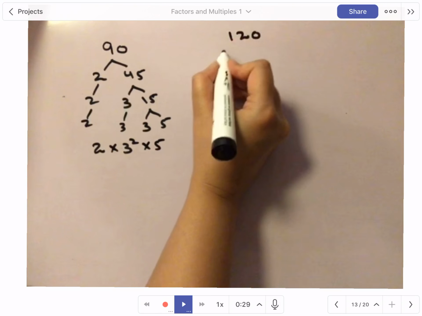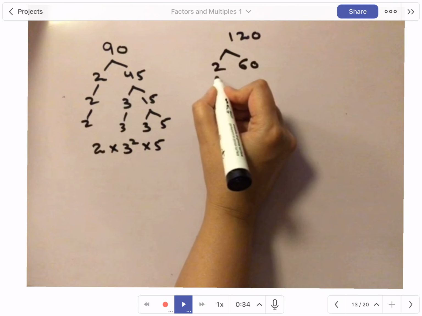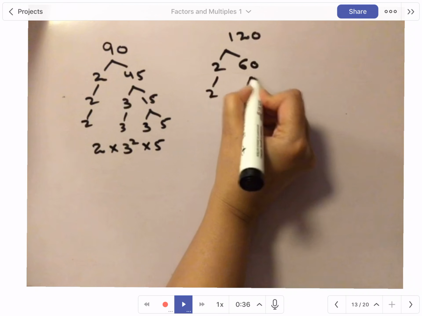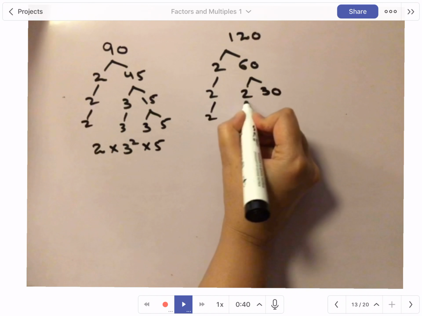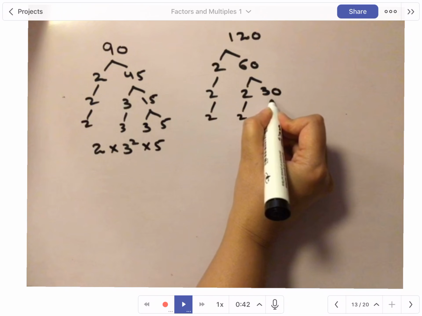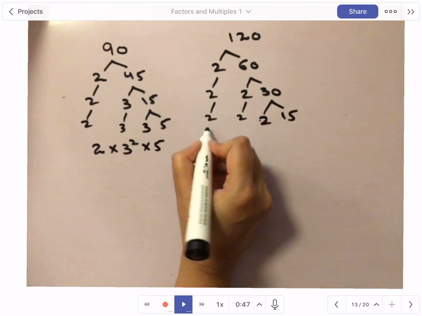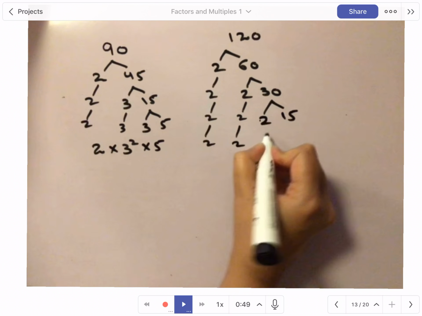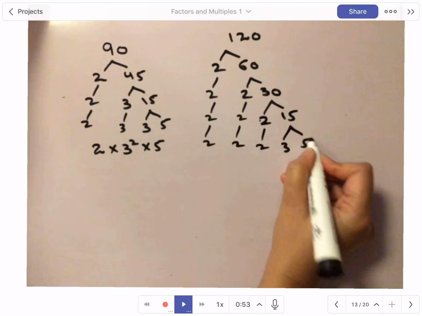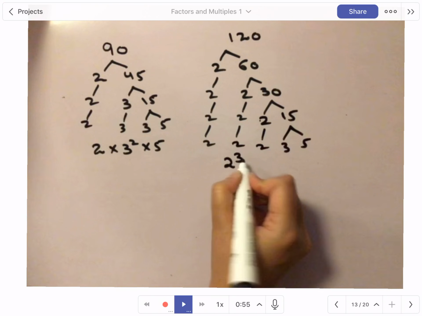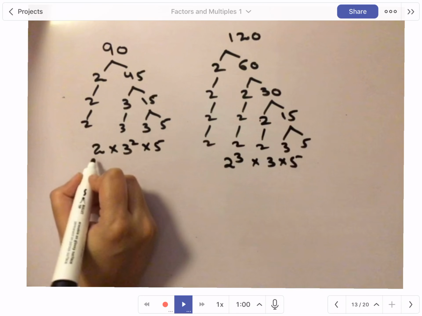Let's see what's happening with 120. 120 can be divided into 2 times 60. 60 will be further factorized into 2 times 30. 30 will be factorized into 2 times 15. And 15 can be further divided into 3 times 5. So we have got 2, 2, 2, which means 2 cubed, times 3 times 5.